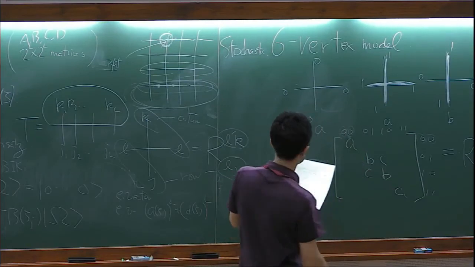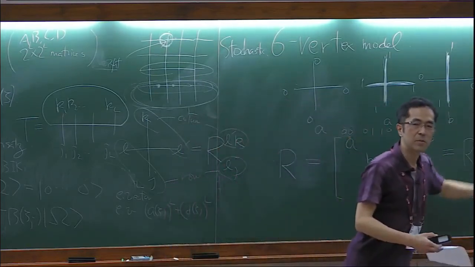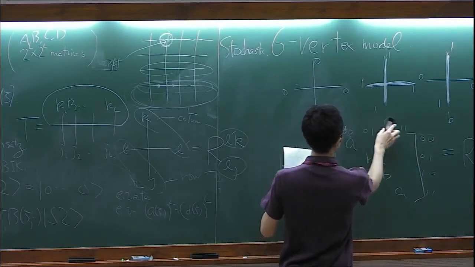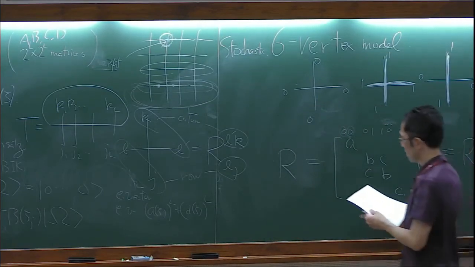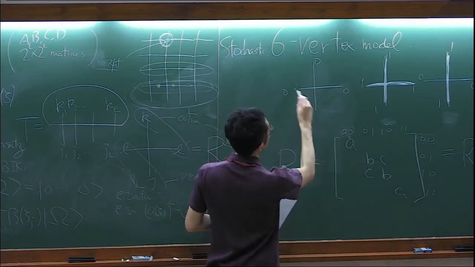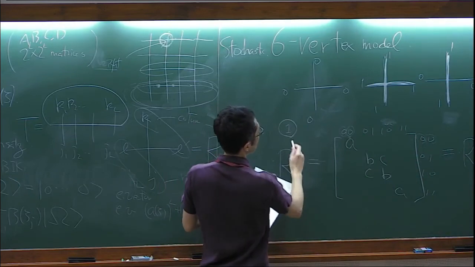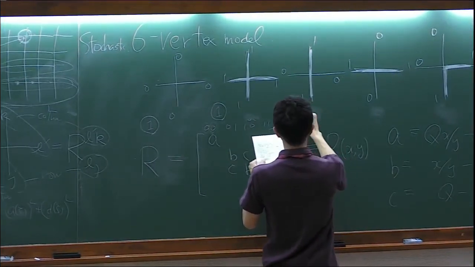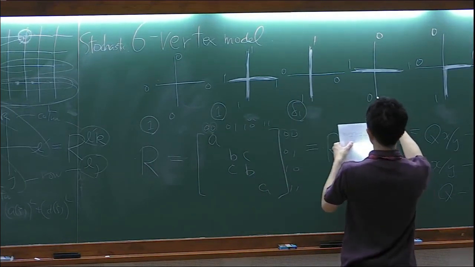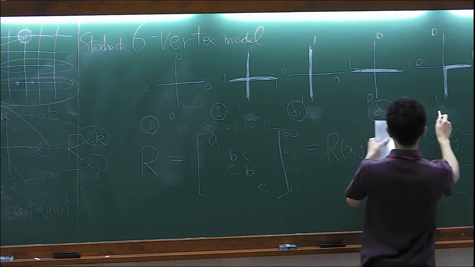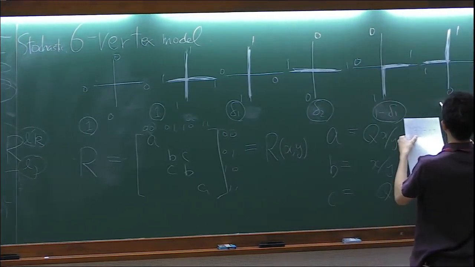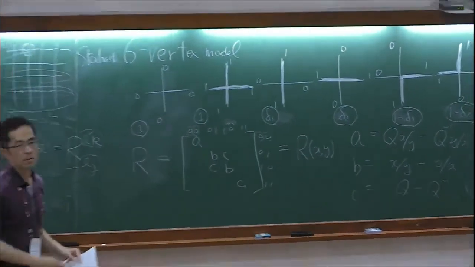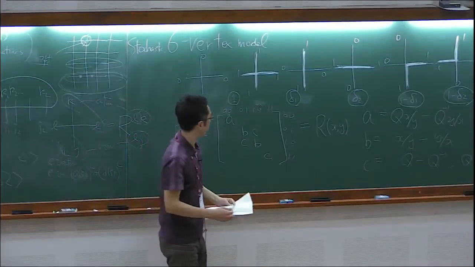Again, we consider this kind of six non-zero weights, but the weights are now modified a little bit. So what are the weights now? For this case, we put weight 1. For this case, we also put weight 1. For this case, we put weight delta 1. This is delta 2. This is 1 minus delta 1. This should be 1 minus delta 2. Right, so again, the six vertex model, but the weights are somewhat different.